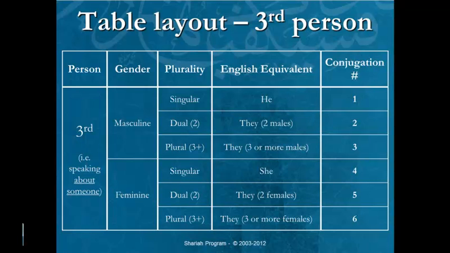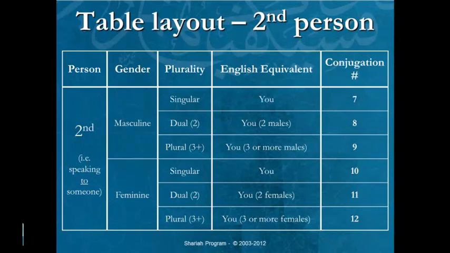On the next screen, we have 6 yous. That's when you're speaking to one male, two males, a group of males, one female, two females, a group of females. Now, the Arabic verbs or the pronouns that we use to convey all of these meanings will be different. And that's the whole point. We're going to have 6 different ways of saying you, depending on who you're speaking to.